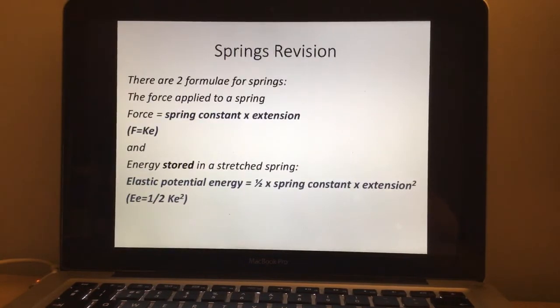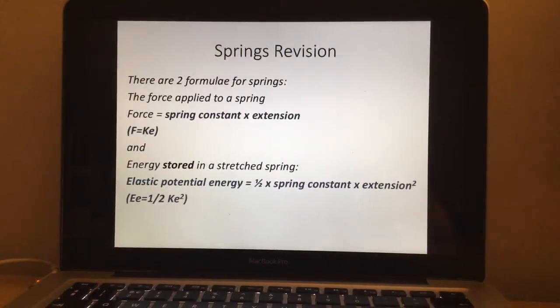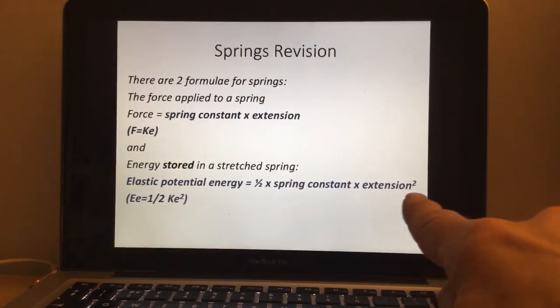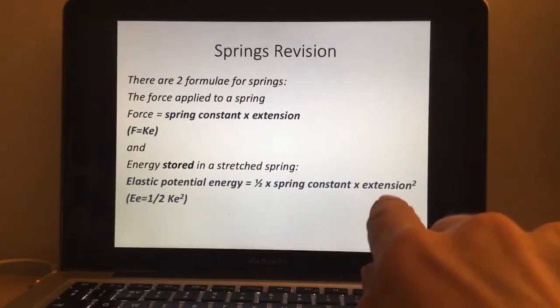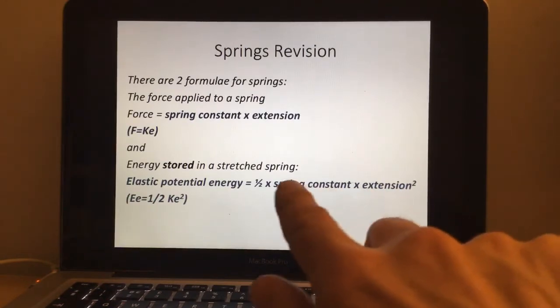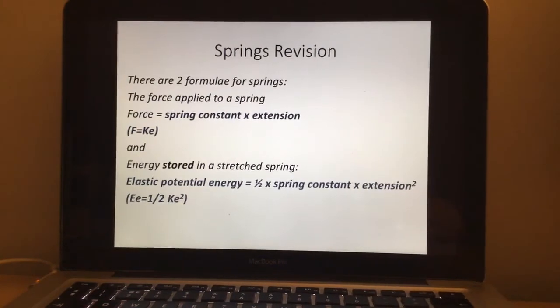There is a second formula down here, which is elastic potential energy stored in a spring. So when you squeeze a spring, it's got energy stuck in it, and that is a half times the spring constant times extension squared. Be careful, only square the extension. So if the spring constant was, say, 400 and the extension was 0.5, then it would be 0.5 times 400 times 0.5 squared. Okay, and that will tell you how many joules of energy was stored in the spring. Okay, this bottom one is a little bit more complicated, isn't it?